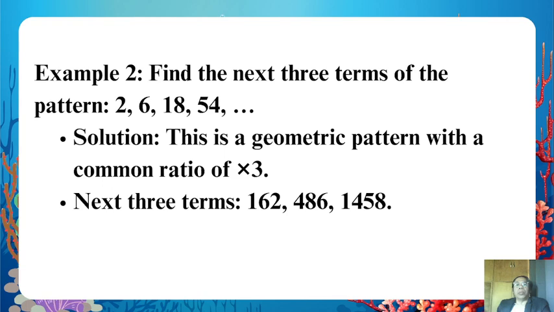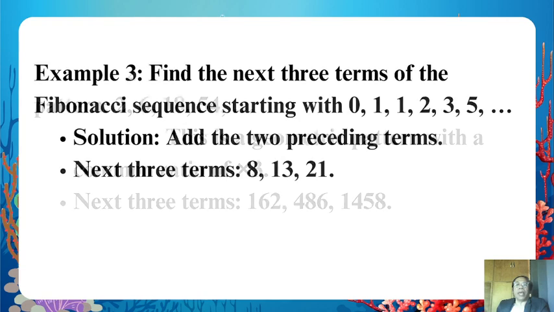Example number 2. Find the next three terms of the pattern 2, 6, 18, 54. Solution. This is a geometric pattern with a common ratio of times 3. And the next three terms would be 162, 486, 1458.